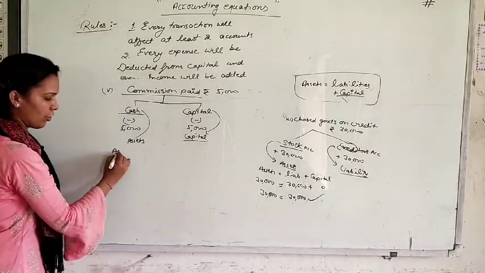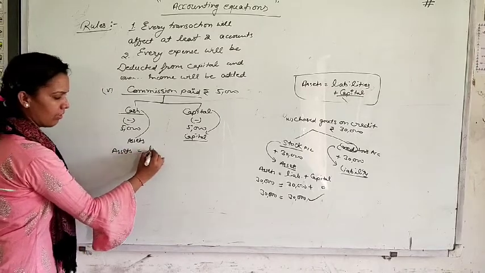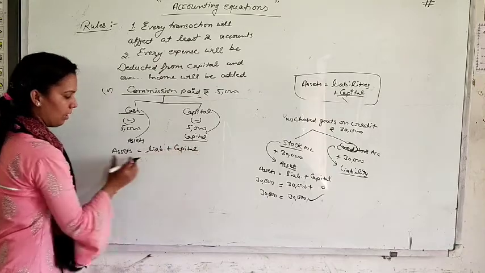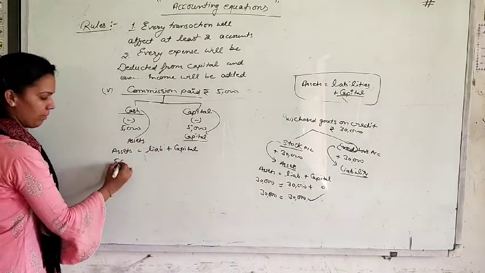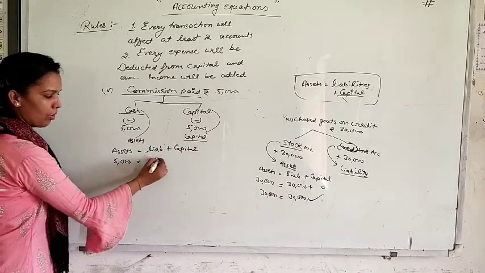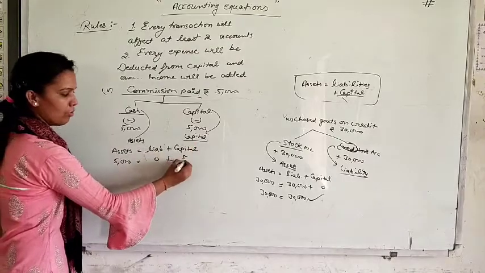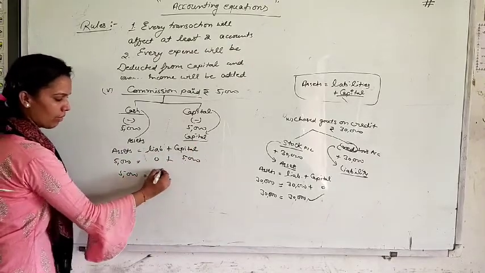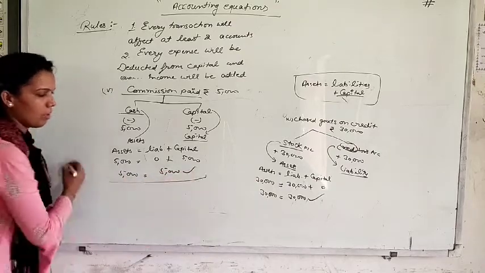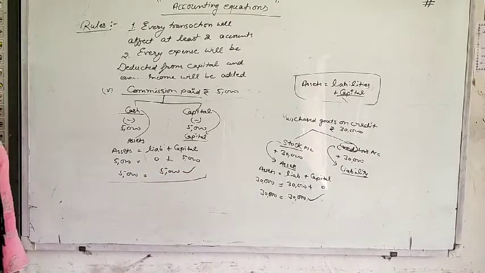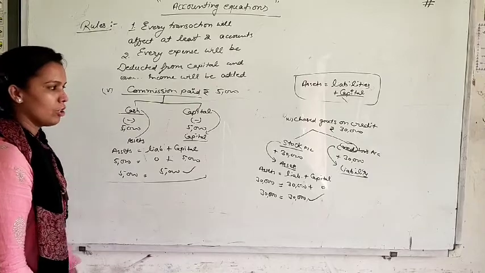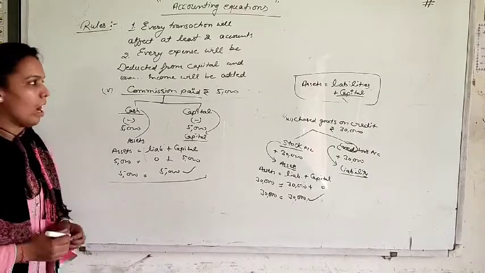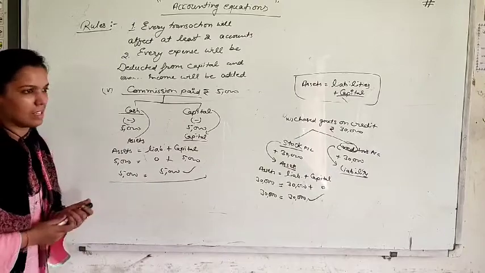Let's match the equation. Asset is equal to liabilities plus capital. Asset is your 5,000. You don't have any liability, and capital is your 5,000. It means 5,000 equals 5,000. That is, your equation matched. This type of transaction we will solve. So now let's start with one question, on how to make the format of this question.